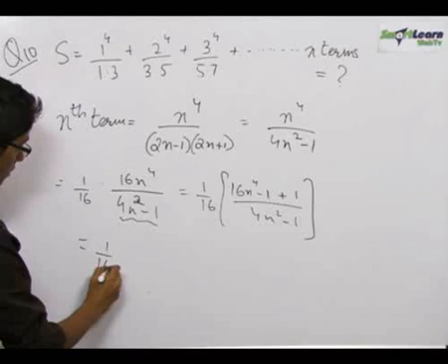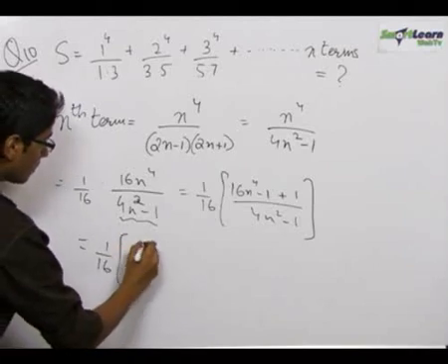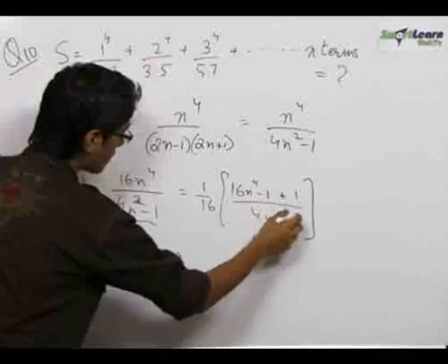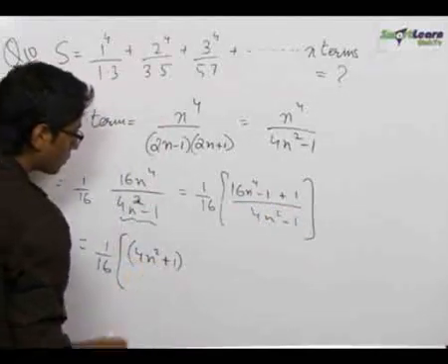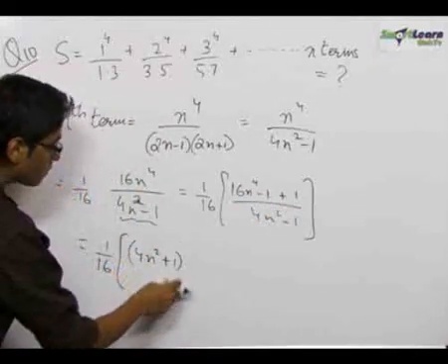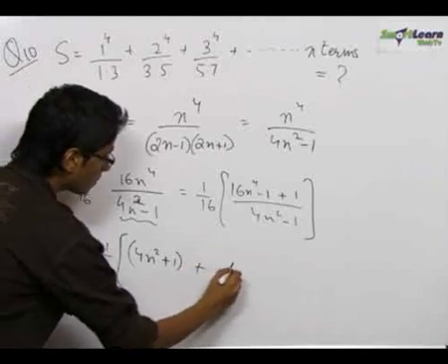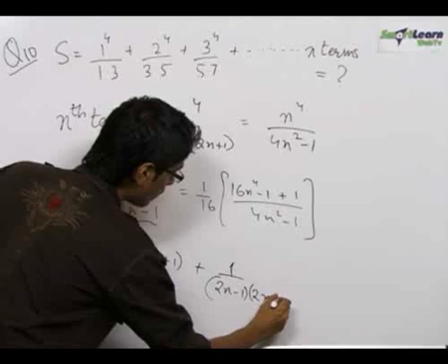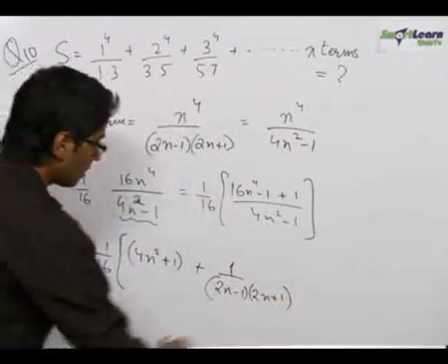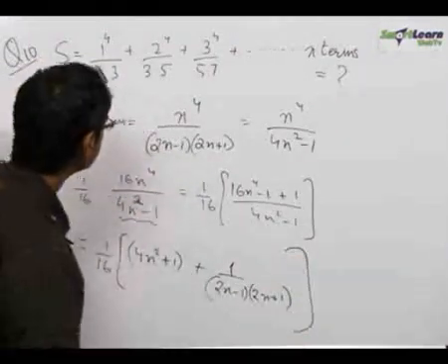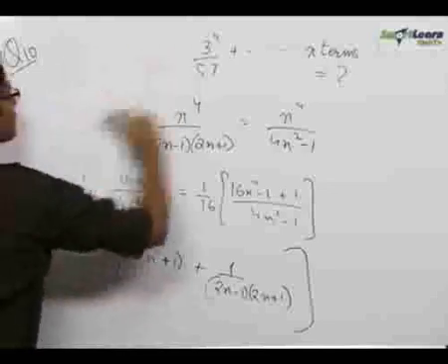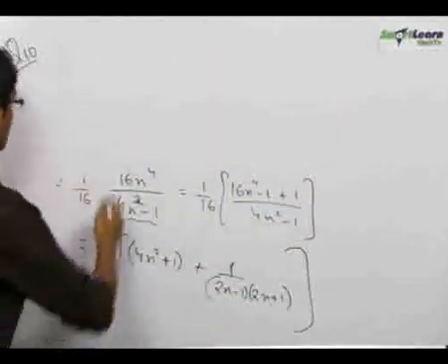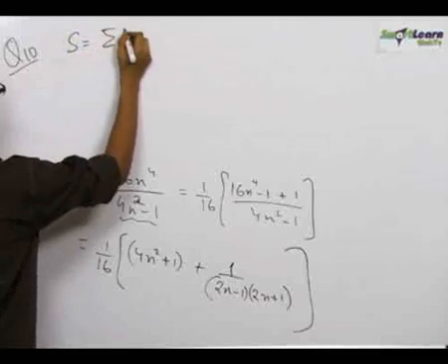which gives us 1 upon 16 times 4n square plus 1. This is a square minus b square upon a minus b, which becomes a square plus b square, or rather a plus b, and this becomes 1 upon (2n minus 1)(2n plus 1). So, this is our nth term of the series, and we know that sum of n terms of any series is equal to sigma the nth term.